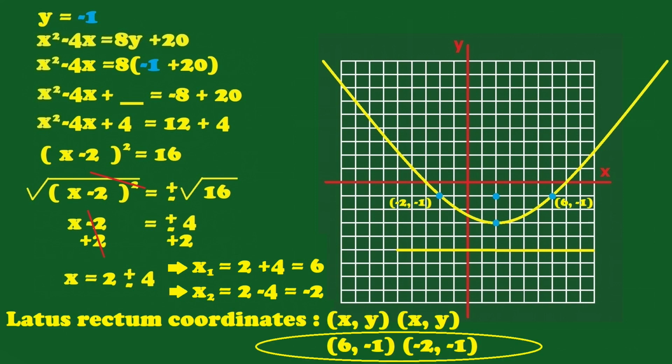We can now form the endpoint coordinates of the latus rectum with this format. Just substitute x and y with the above values. The endpoint coordinates of the latus rectum are 6, -1 and -2, -1.